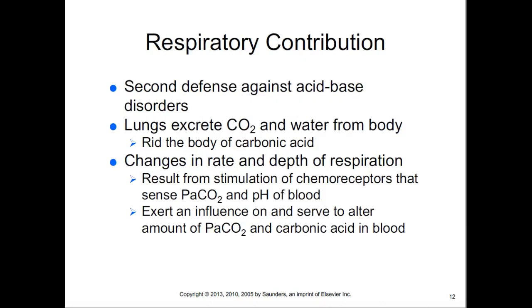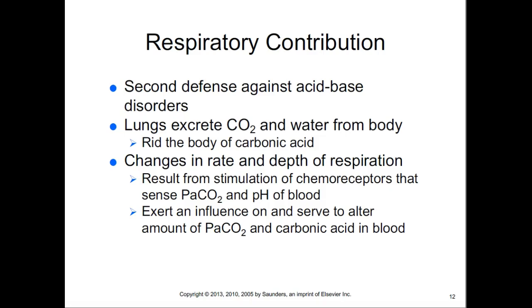So your defense against acid-base disorders is your respiration, right? So obviously our ability to excrete carbon dioxide and water from the body is our ability to essentially get rid of carbonic acid from our body, right? So if the hydrogen ion binds to carbonic acid, and then the carbonic acid is made into carbon dioxide and we excrete it out of the body, then we have essentially returned a pH that was too high, too much hydrogen ions, back to something normal, right?